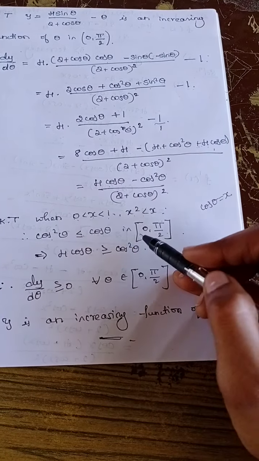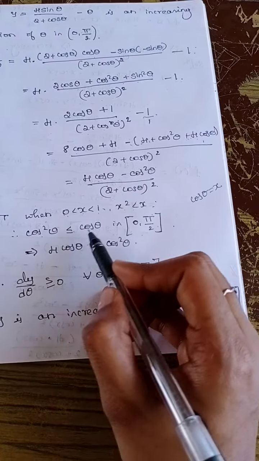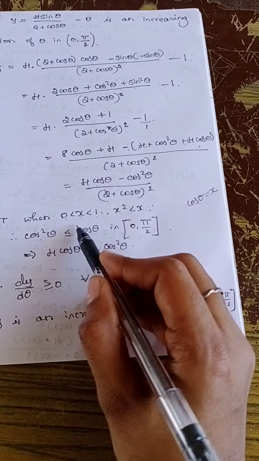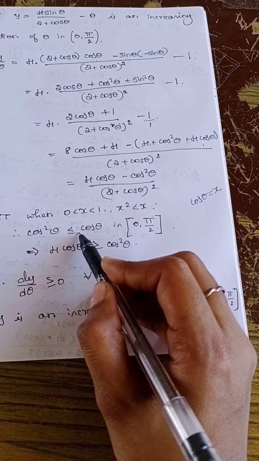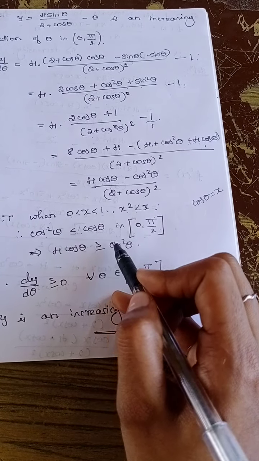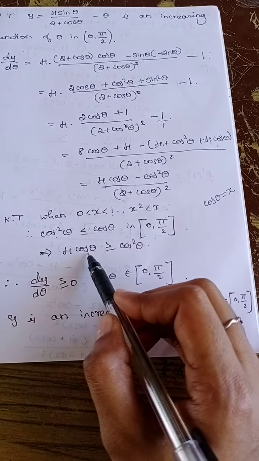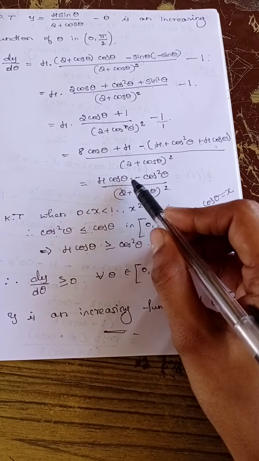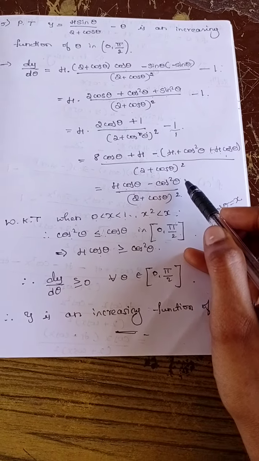So the domain of theta is 0 to pi by 2. Cos theta is always greater than or equal to cos square theta. If we multiply any real number here, then it is also greater than or equal to cos square theta. Therefore 4 cos theta is greater than or equal to cos square theta.